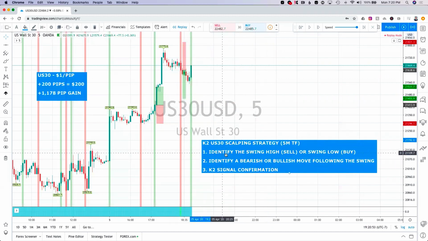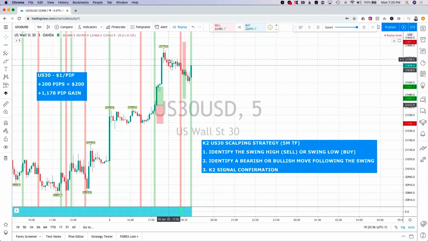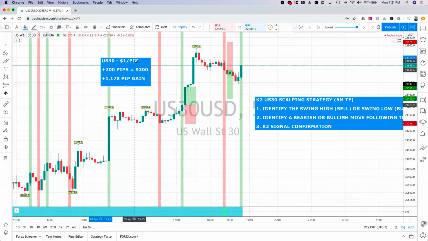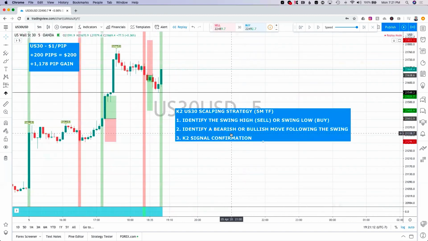So first you want to identify the swing low since we're entering a buy. As you can see here, price swung down, swing low, swing high, swing low. This is the low right here. So I'll put a horizontal line here so you guys see where the swing is. Next, you want to identify a bullish move following the swing. So you can see right here, after price swung low, it had a strong bullish move upwards. It was a green bullish candle and then a full bullish candle after. So once you have those two requirements, you'll use the K2 signal as confirmation of the momentum swing upwards.